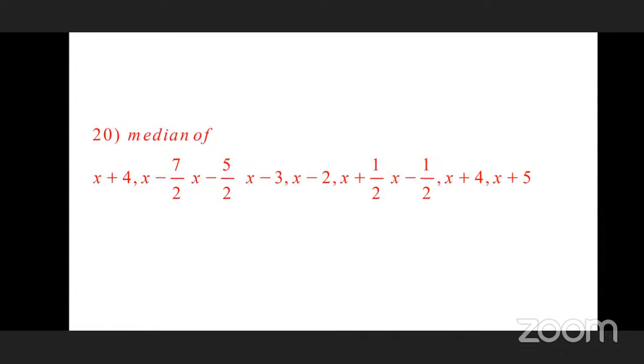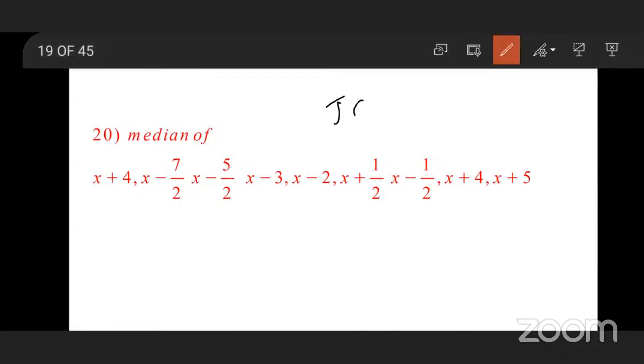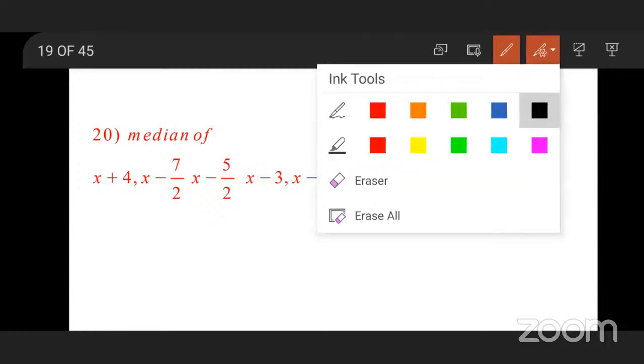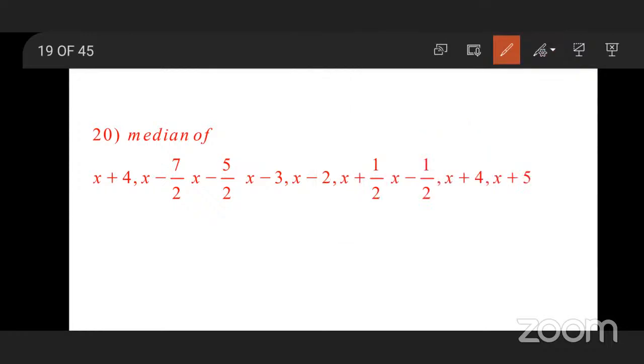Next one also, this is also a JEE Mains question, JEE 2019. The median of x plus 4 and so on, what do you want? I'm writing here: put x is equal to 1, put x equal to all the options. X plus 4 is equal to 5, 1 minus 7 by 2, which means minus 5 by 2. Next, x: 1, minus 5 by 2, minus 3 by 2.